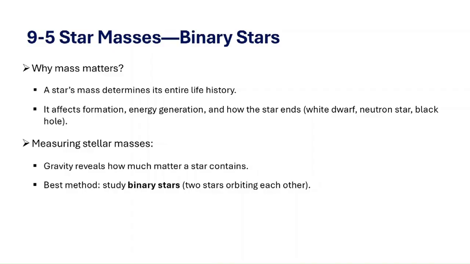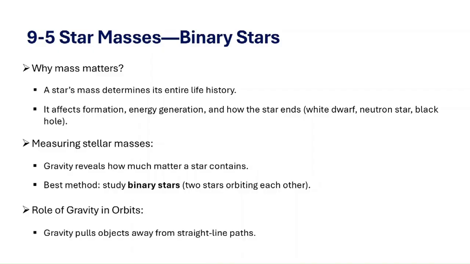Now, to see why binaries are so useful, we need to think about how gravity shapes motion in space. Gravity pulls objects away from moving in a straight line, and without gravity, they would just keep drifting forever. But in a binary system, the two stars don't fly apart. Instead, gravity keeps them in curved, closed orbits around a shared balance point called the center of mass. So, by watching these orbits, astronomers can unlock the key information, the masses of stars. So, let's look more closely at how that works.